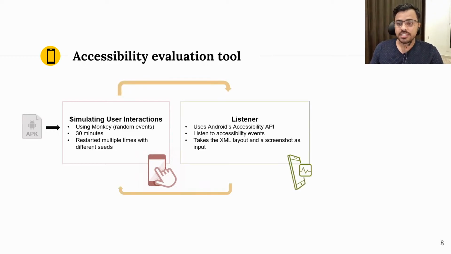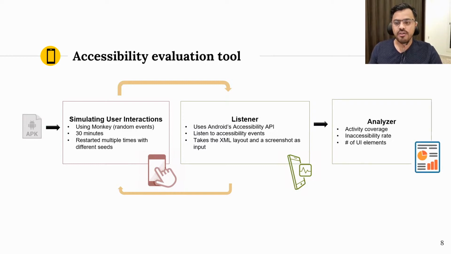Next, we have the listener. The listener is a service-only app that is running in the background to monitor everything that is happening on the screen. Every time a button is clicked or screen is opened, it performs the accessibility checks on all the elements on the screen. And lastly, we have the analyzer. For each app, we collect the package name, the activity name, and other information as well. But the main thing is that we calculate the inaccessibility rate for each app.